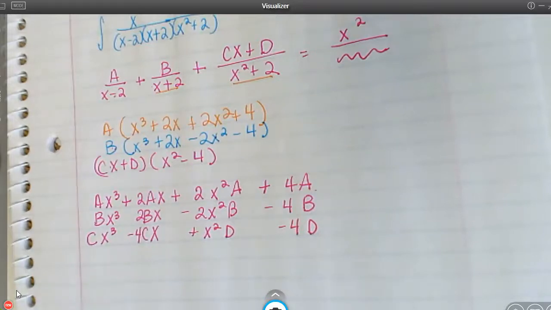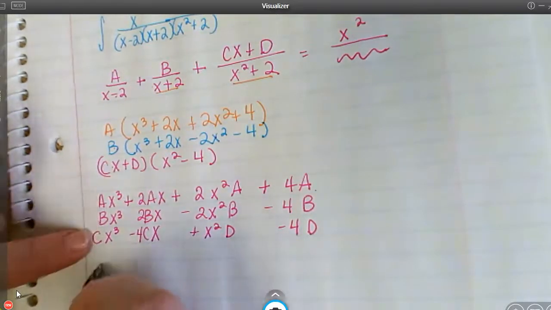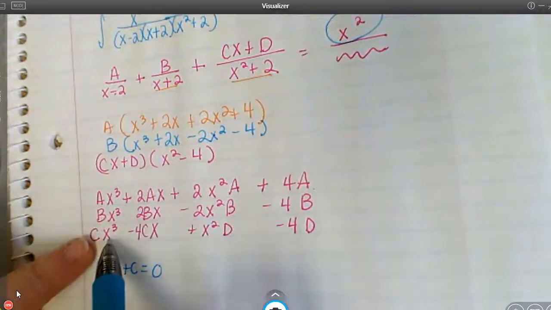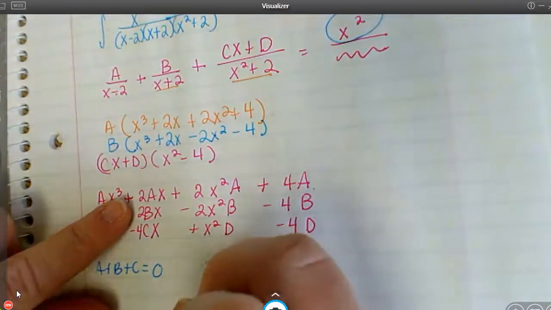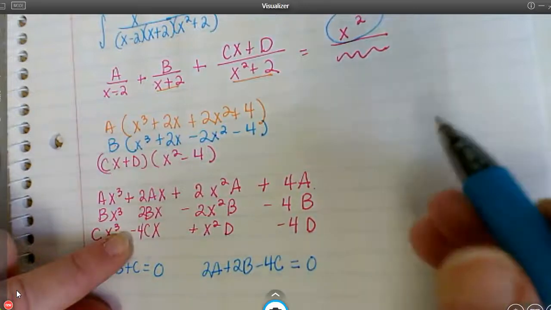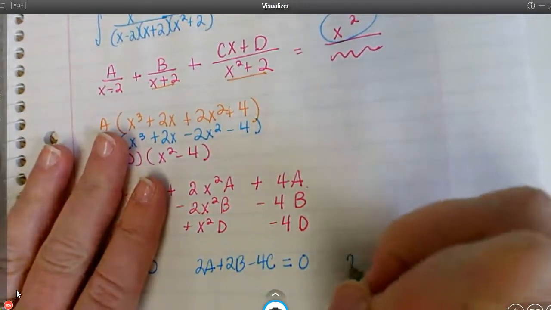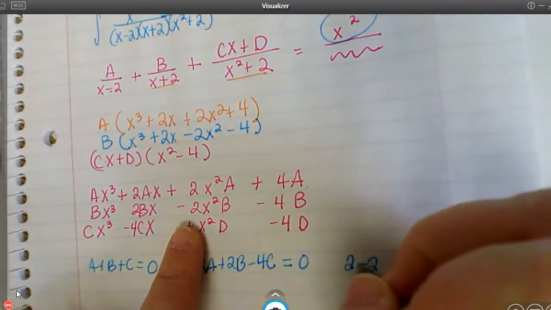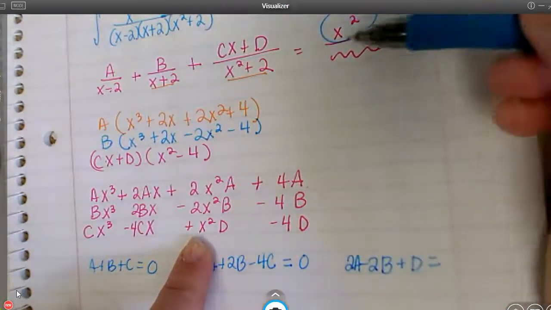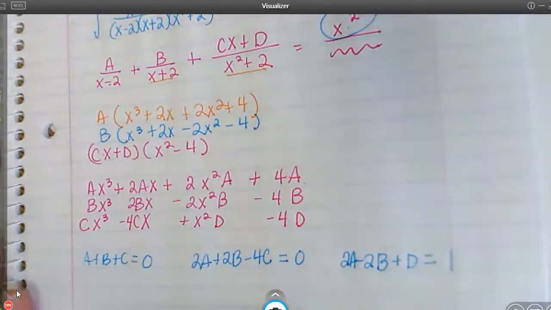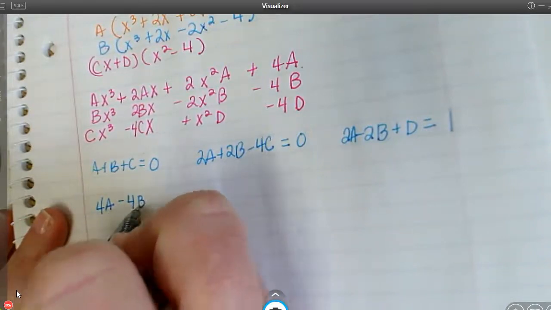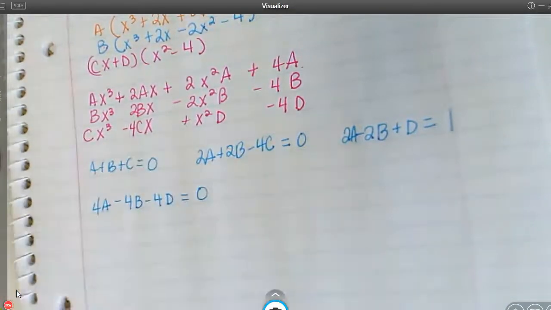And that gives us several equations. So it gives us A plus B plus C equals 0, because there's no x to the third term. 2A plus 2B minus 4C equals 0. 2A minus 2B plus D equals 1, because that's the one that has the x squared. And then 4A minus 4B minus 4D equals 0.